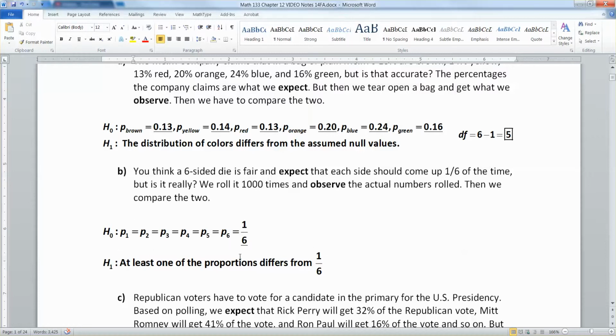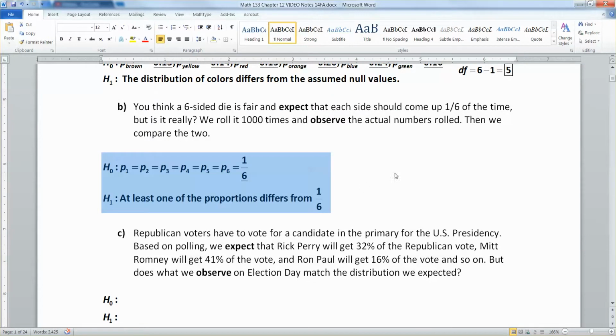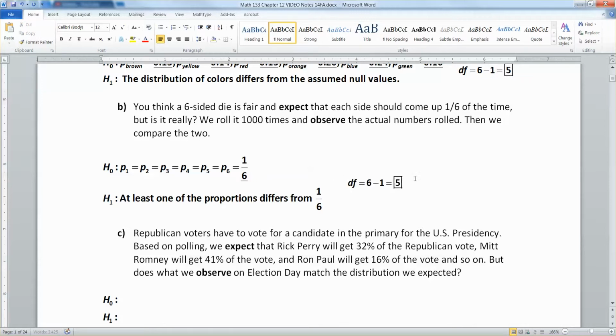The alternative to that is if this die is not fair, then at least one of those proportions differs from 1/6. The null is that you assume they're all equal, and the alternative is that something is different. You don't know which one. Now the degrees of freedom on this one is 5, because there's 6 sides. 6 minus 1 is 5.